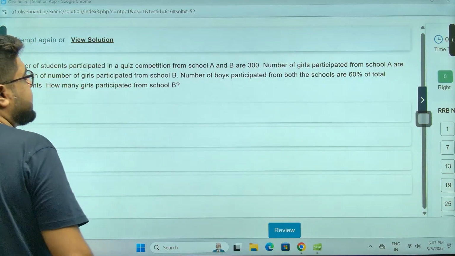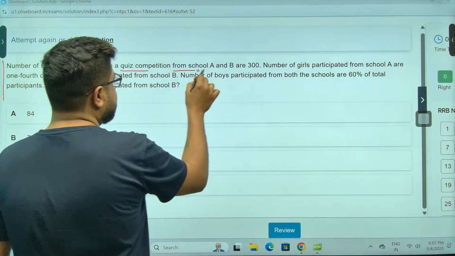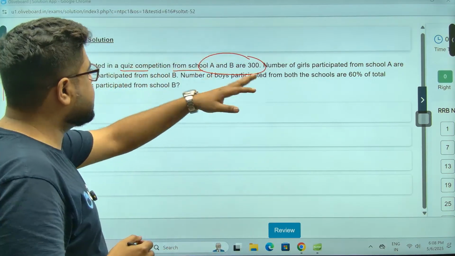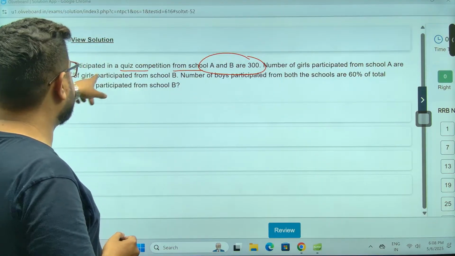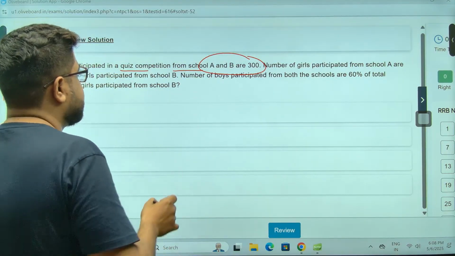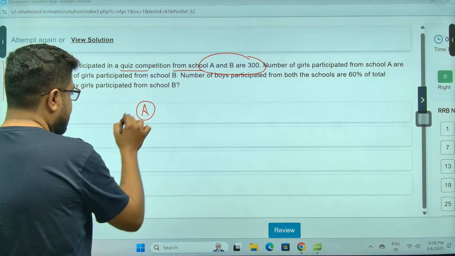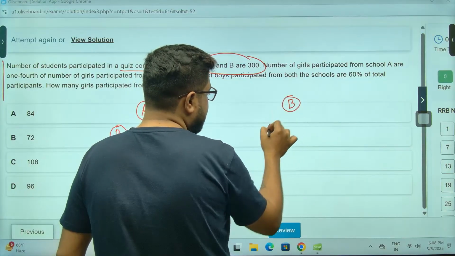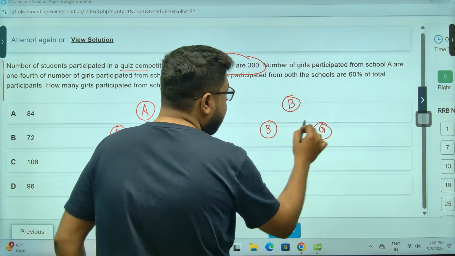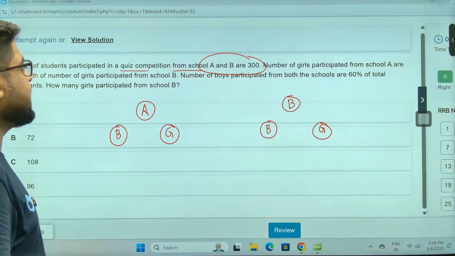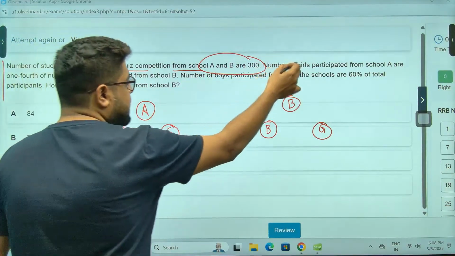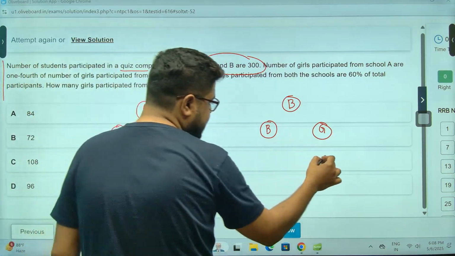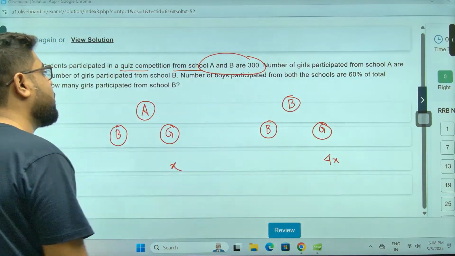The number of students who participated in a quiz competition from schools A and B is 300. The number of girls from school A is 1/4 of the number of girls from school B. Let's make a table: school A, boys, girls; school B, boys, girls. Since this is a caselet type question, if school A girls are x, school B girls will be 4x.